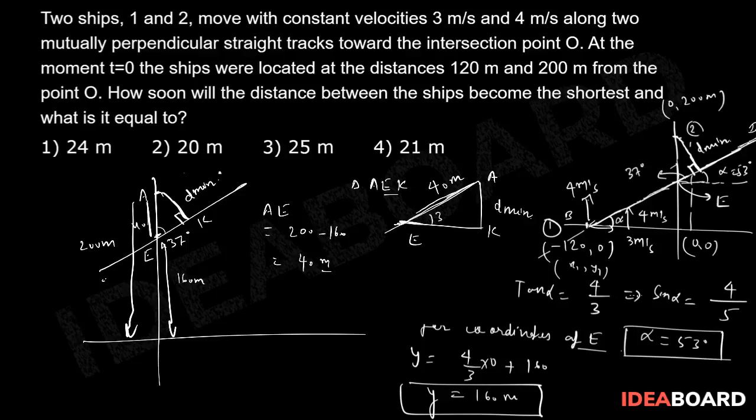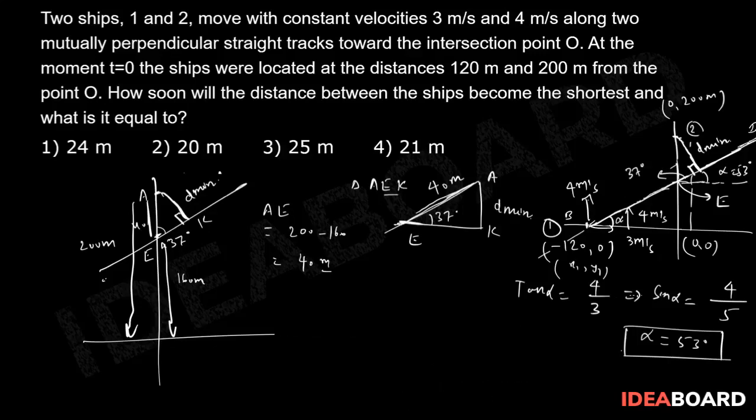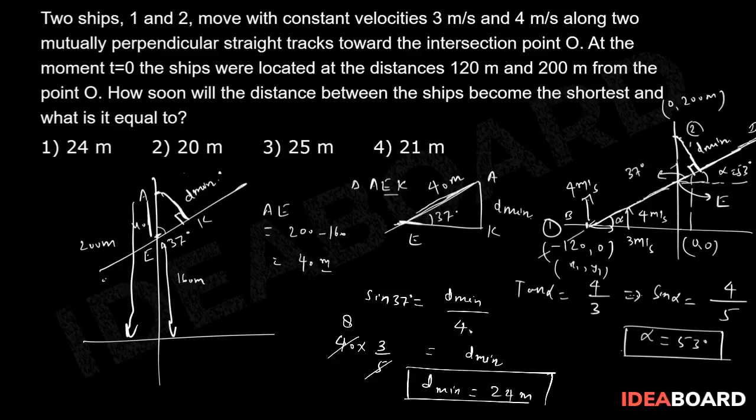So clearly if you apply sine 37, sine 37 is equal to d minimum upon 40. So d minimum will be equal to 40 into 3 by 5, which is 24. So clearly d minimum is equal to 24 meter. That's how we get the minimum distance between two ships. So obviously option number 1, 24 meter, has to be the right choice.